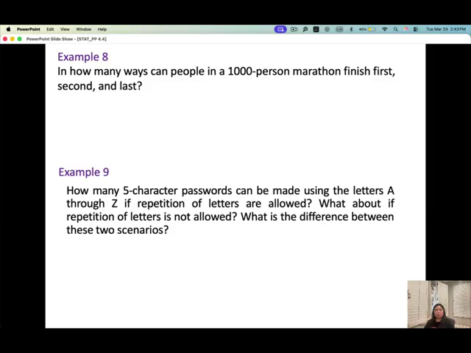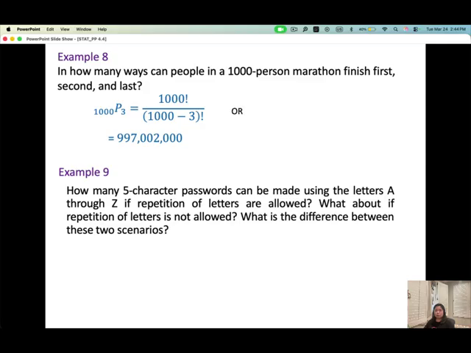Example 8. In how many ways can people in a 1,000 person marathon finish first, second, and last? So think about it. We have 1,000 people, and they have a first, second, and last. So first, second, and last have an order here. So we still can use the permutation. That will be 1,000 P3. Use your calculator. You should get this number.